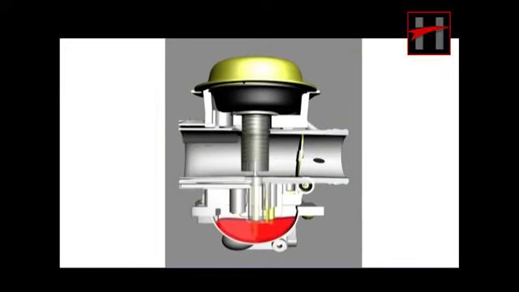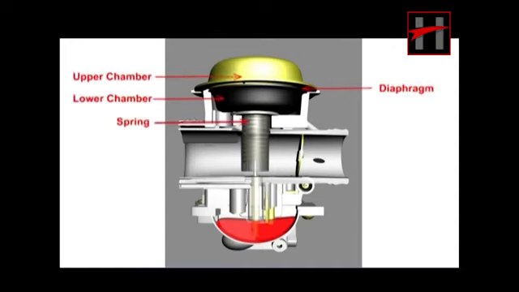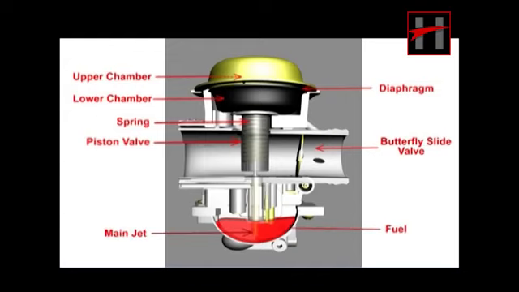The main circuit provides the air-fuel mixture at medium and fast speed. The main circuit consists of the following parts: diaphragm, lower chamber, upper chamber, spring, piston valve, butterfly slide, fuel, main jet, hole in the piston and the jet needle.